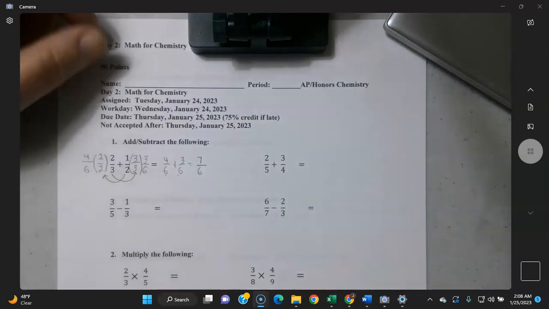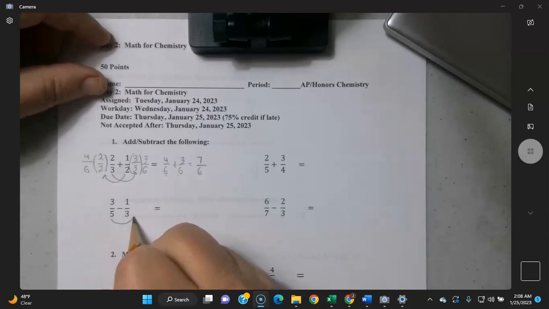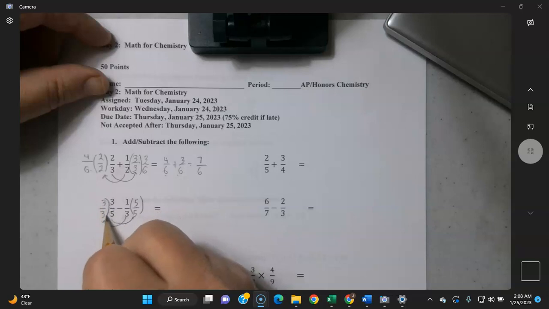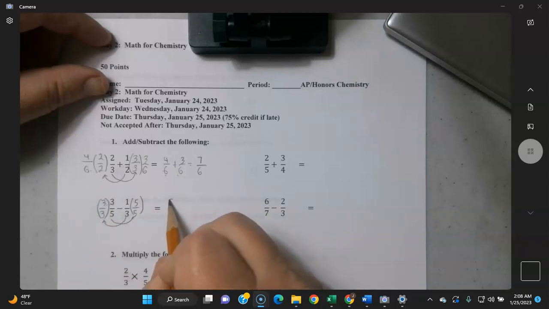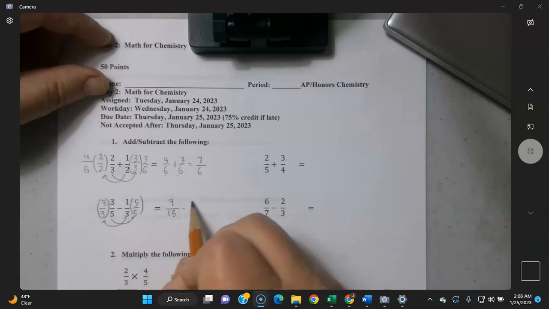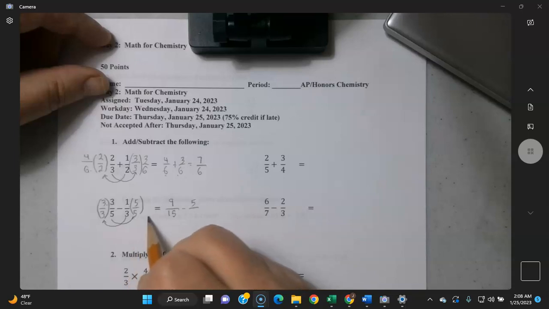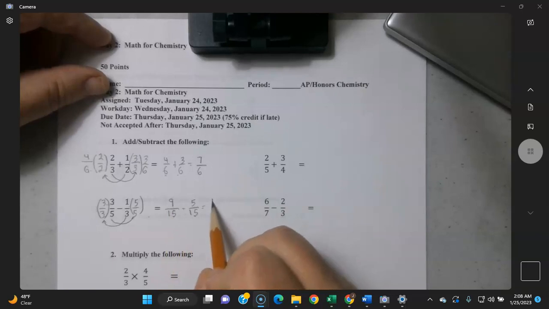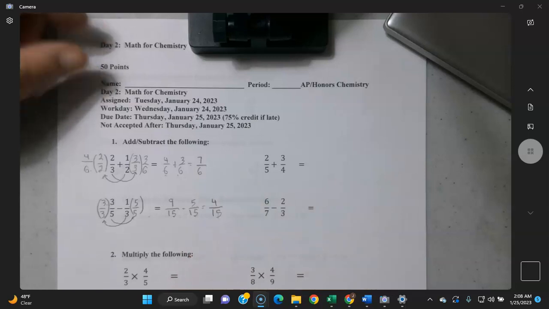Subtraction is done the same way. So we're going to come over here, put a 5 up here and a 5 on the bottom. Then 3 over 3. So 3 times 3 is 9. 3 times 5 is 15. Minus 1 times 5 is 5. And 3 times 5 is 15. 9 minus 5 equals 4, and the 15 does not change. So that is your answer right there. All right, you do these two. We're going to move on to multiplication.